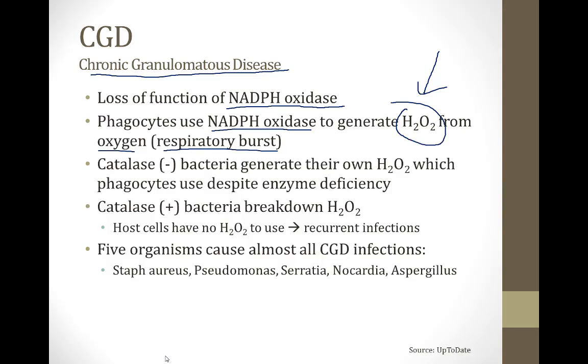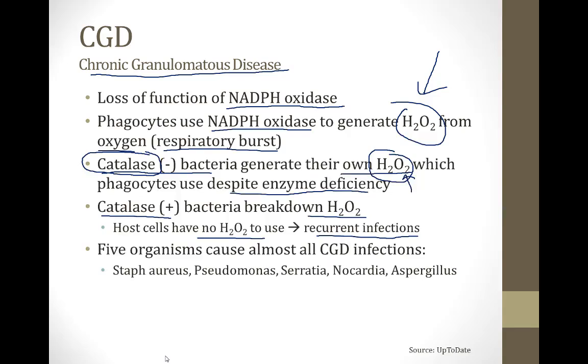Patients with this condition generally do not get infections from catalase-negative bacteria. And why is that the case? Well, catalase-negative bacteria generate their own hydrogen peroxide, and they cannot break it down because they do not have catalase, which is the enzyme that breaks down hydrogen peroxide. So the phagocyte can use the hydrogen peroxide made by the bacteria to spite their enzyme deficiency. Catalase positive bacteria, on the other hand, can break down H2O2, and therefore there's nothing for the phagocyte to steal, so host cells have no hydrogen peroxide to use and they get recurrent infections.